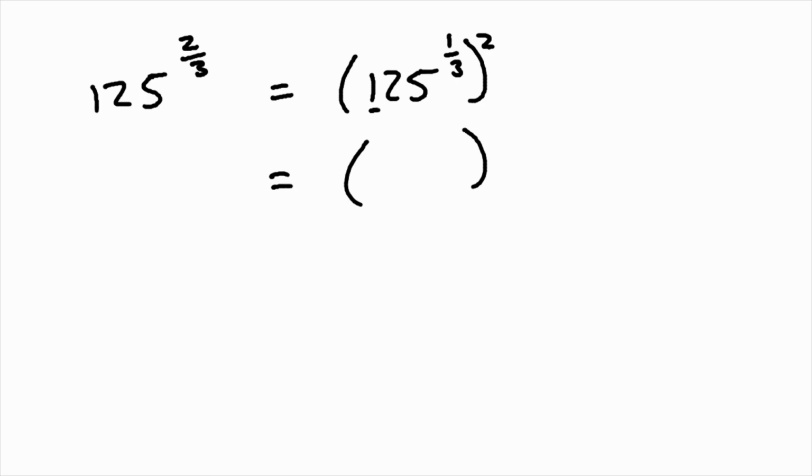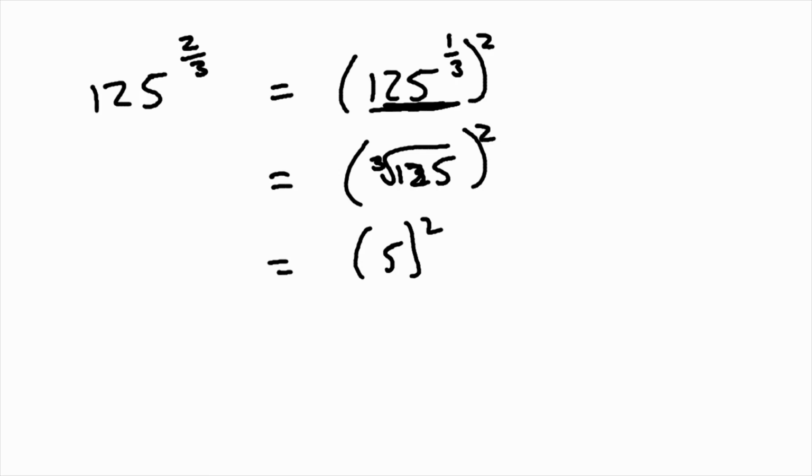We can do the 125 to the power of a third, the cube root of 125. The cube root of 125 is 5. But we're not done yet because we still have this squared on the outside. So 5 squared is going to give us 25.